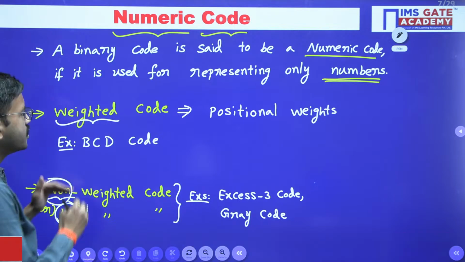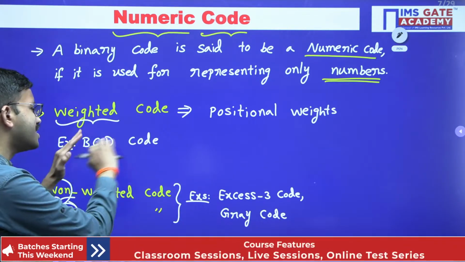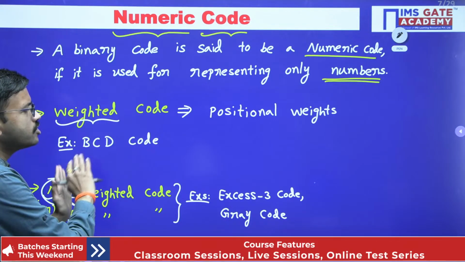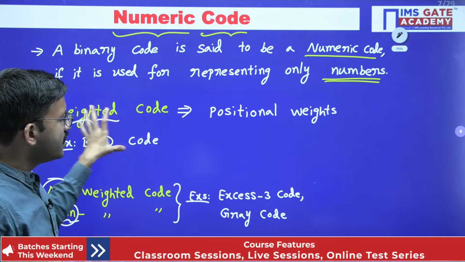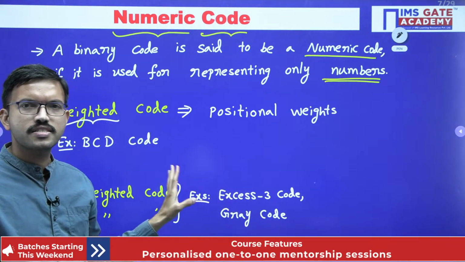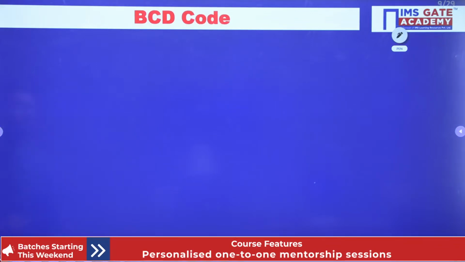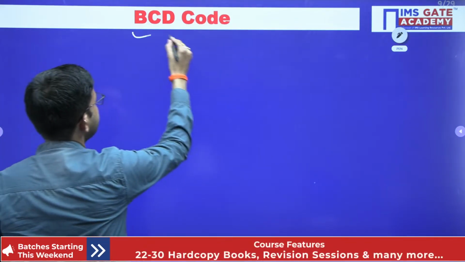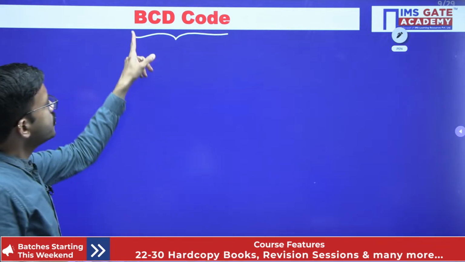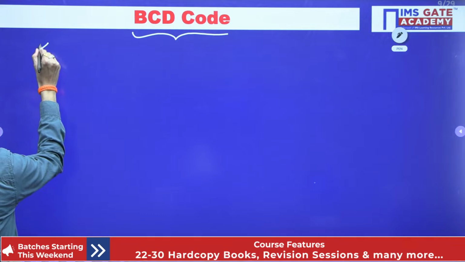Now let us focus on BCD code, XS3 code and Gray code. We'll discuss these three codes, how to represent these codes, in detail, and the application of each code. So all of you put the heading BCD code. First write the full form of BCD.